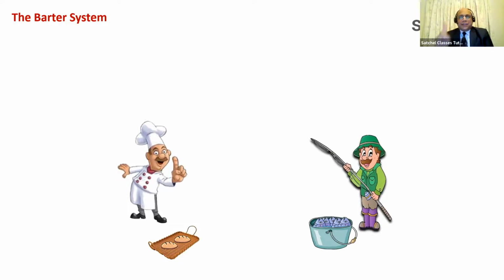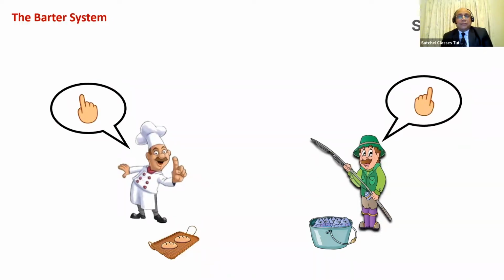So the baker would say, I need one fish in exchange of one bread, right? So the fisherman would give one fish and the baker would give one bread in exchange of the fish. So that's how they used to trade in ancient times, right? Then of course the baker would say, okay, now I need two fishes in exchange of two breads. So the fisherman would give one more fish in exchange of one more bread from the baker, right?